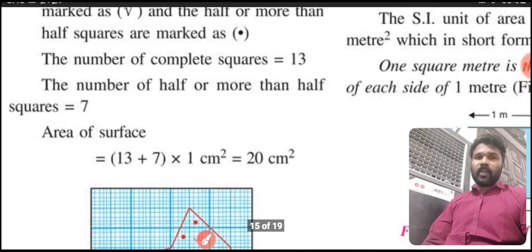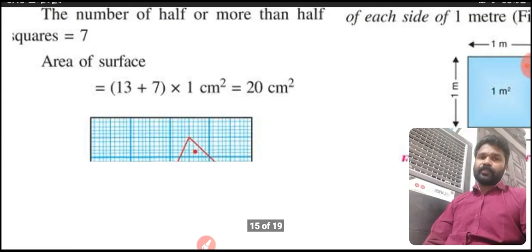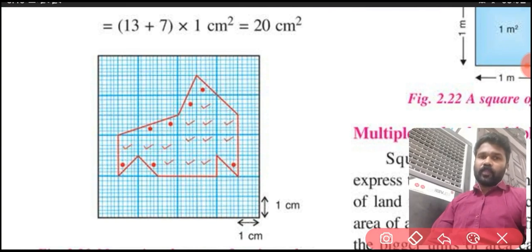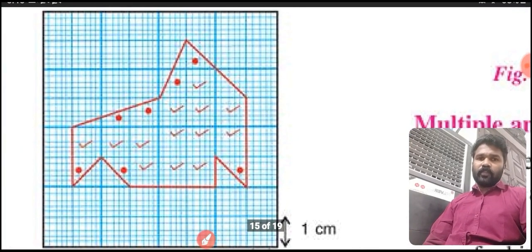Now you have to count clearly the complete squares, then the more than half squares or half squares we can count. See how many are there? Tick. Tick shows the complete squares. Okay, students, tick shows the complete squares.